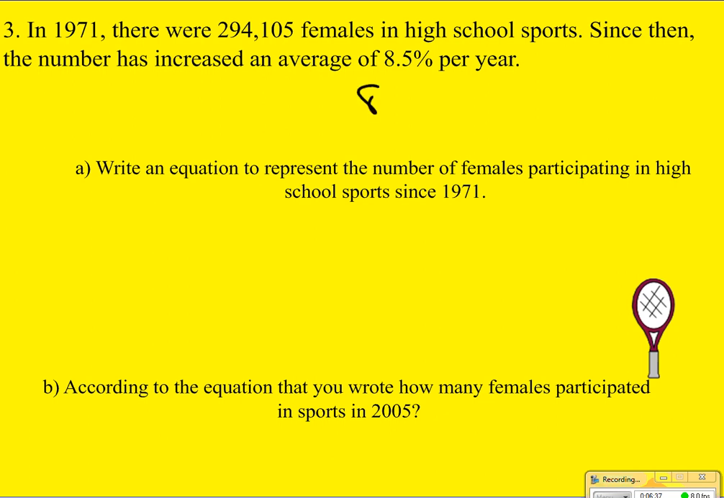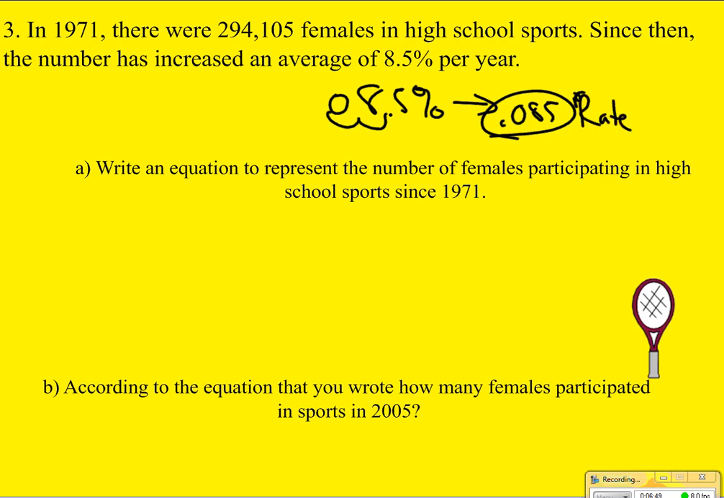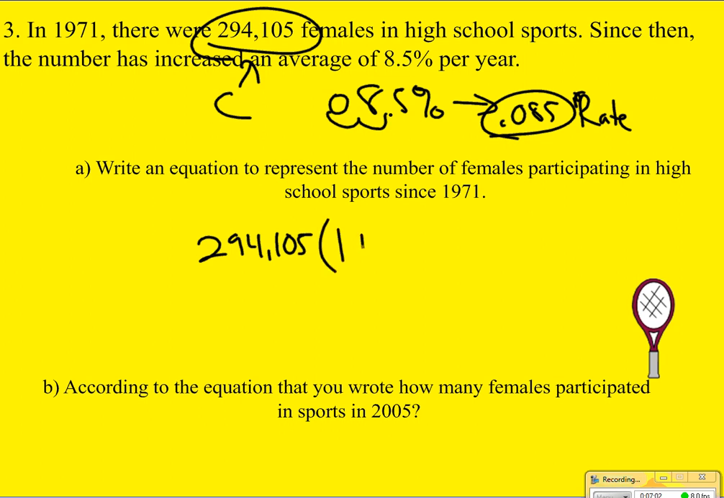So 8.5% converted to a decimal. Decimal just means I move it over 2 places. So my R is going to be that. Okay, so this is going to be my rate. My initial amount, my C, is going to be 294,105. So this is going to look like 294,105 times 1 plus 0.085 times T.